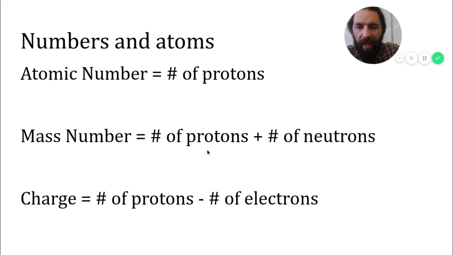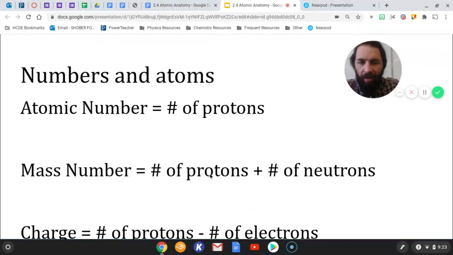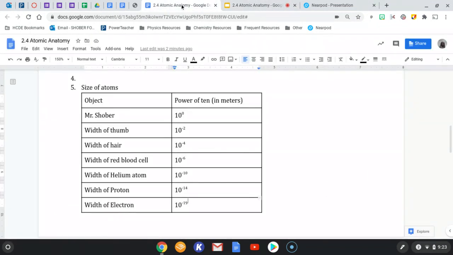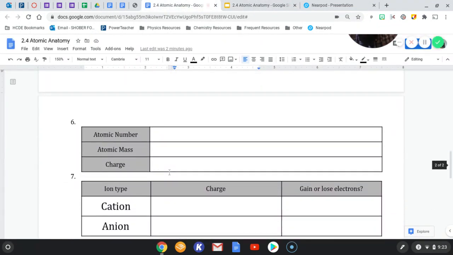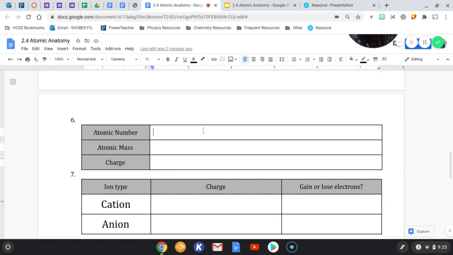So we can now hit the right button to get out of our slideshow, come back over to our worksheet, and type in our definition here. We just said the atomic number is the number of protons in an atom. Okay.